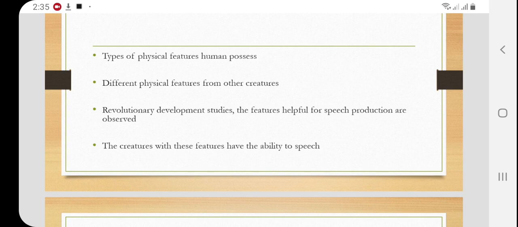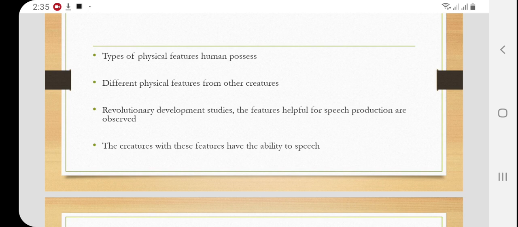Like our teeth are in a different sequence. The teeth of the animals are in a different sequence. Just one example, the size of our tongue and the placement of our tongue is definitely different from other creatures, and that actually enables us to speak words. In different studies, linguists have mentioned that speech production, any language that humans speak, is dependent on the physical features that we are blessed with by Allah Almighty.